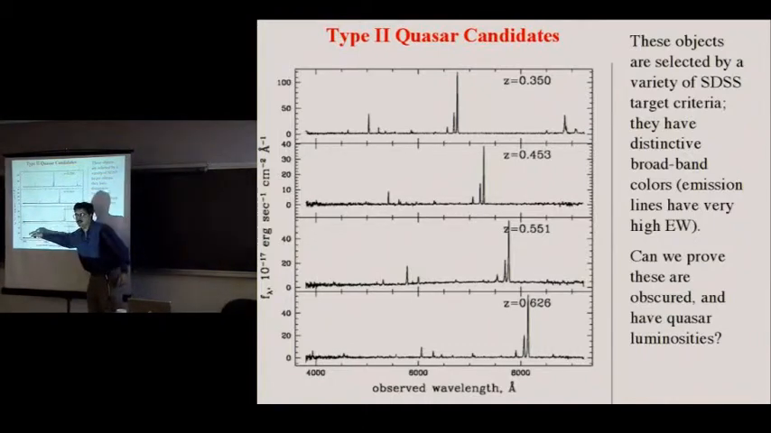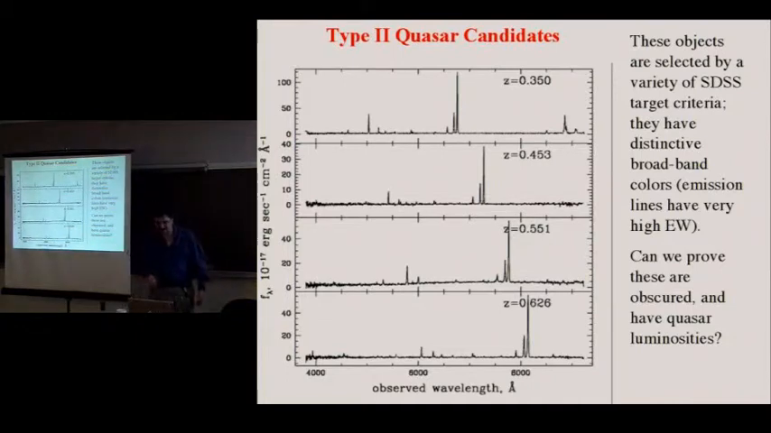And there's some high ionization neon lines out there that will show up. Okay, so you look at these things and say, well, this is just what we're looking for. We're happy. Can we prove that these indeed are obscured? Is there really a quasar in there?